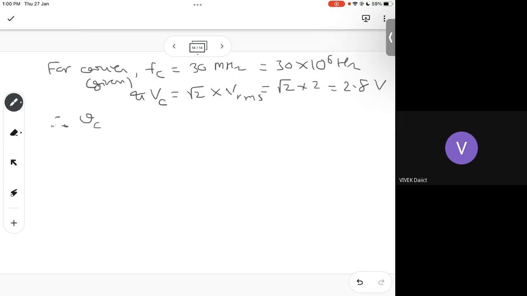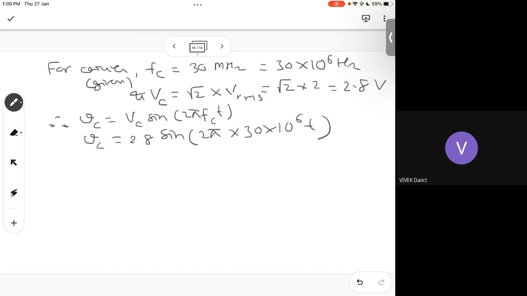So your carrier signal becomes VC sine 2 pi FCT. So it becomes 2.8 sine 2 pi into 30 into 10 to the power 6 t. So that becomes my expression for VC, which was given directly like that in the previous example.